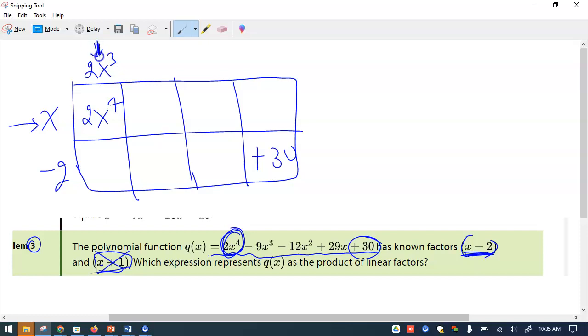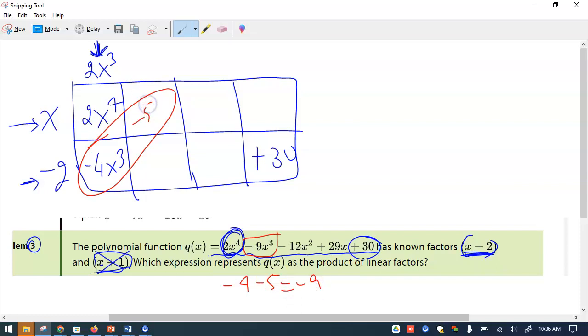The moment you get this, now you multiply this 2x cubed to this minus 2, that will be minus 4x cubed. Now ask a question. I'll use the red color. What adds here to get minus 9x cubed? You can see minus 4 and minus 5 is minus 9. That means this is minus 5x cubed. Next part is what x multiplies to give minus 5x squared. So this will be minus 5x squared.